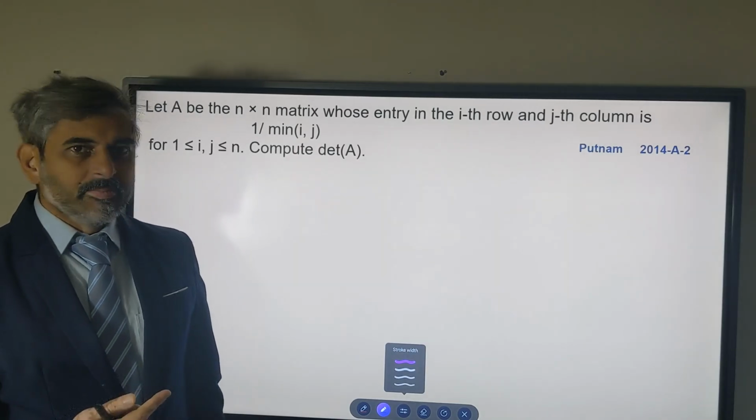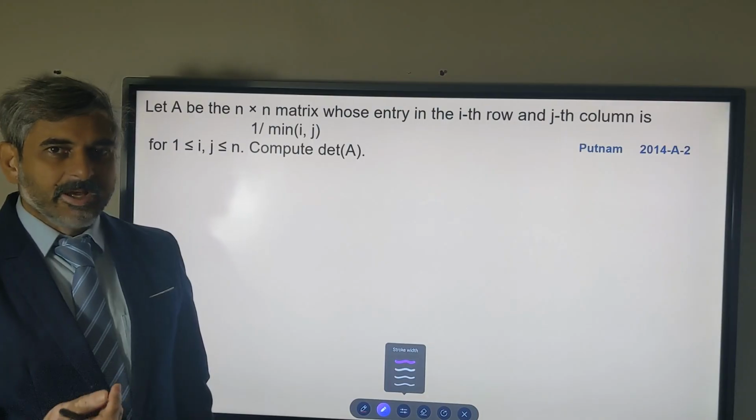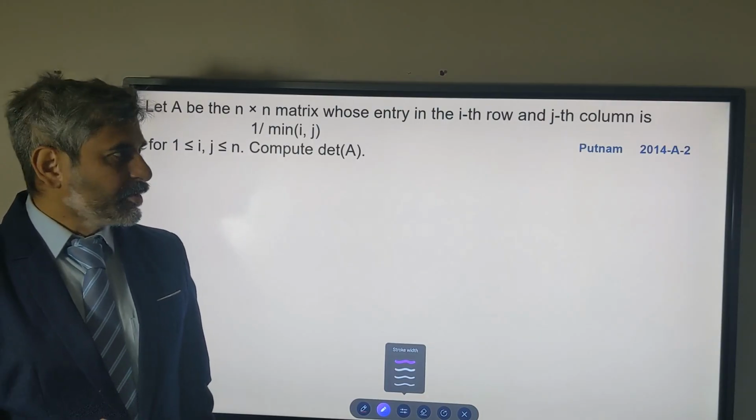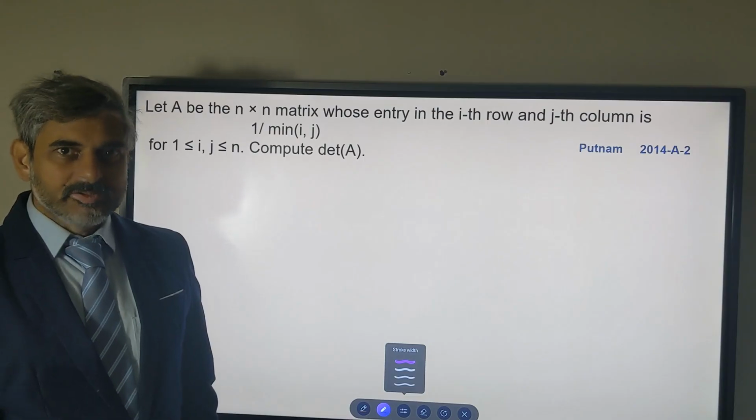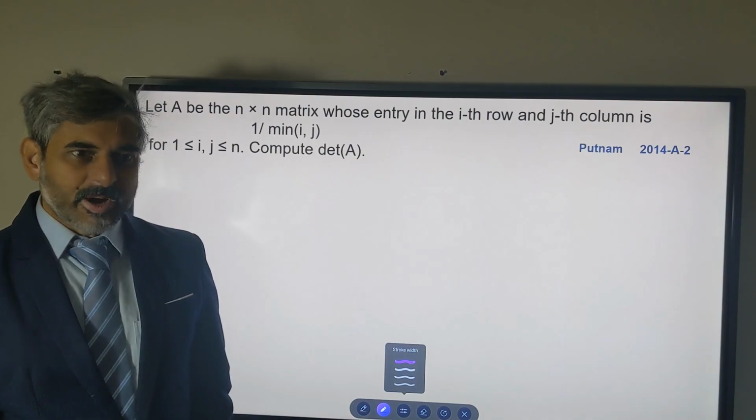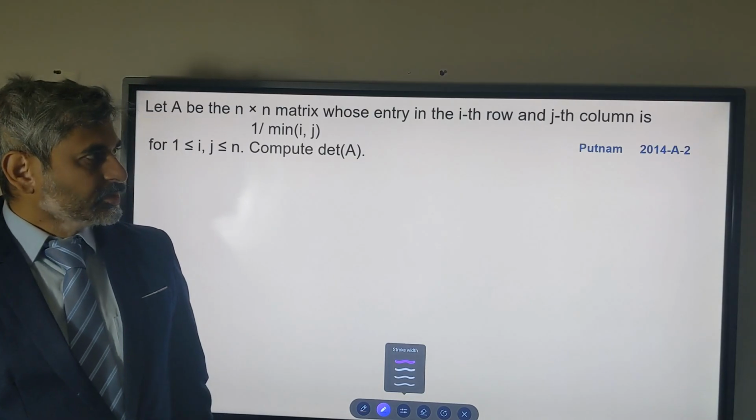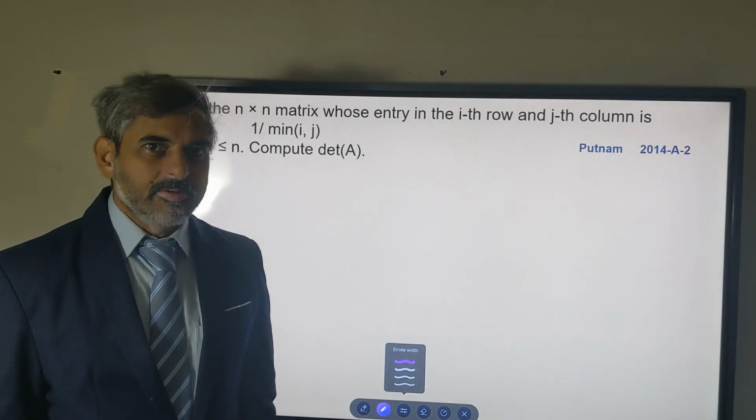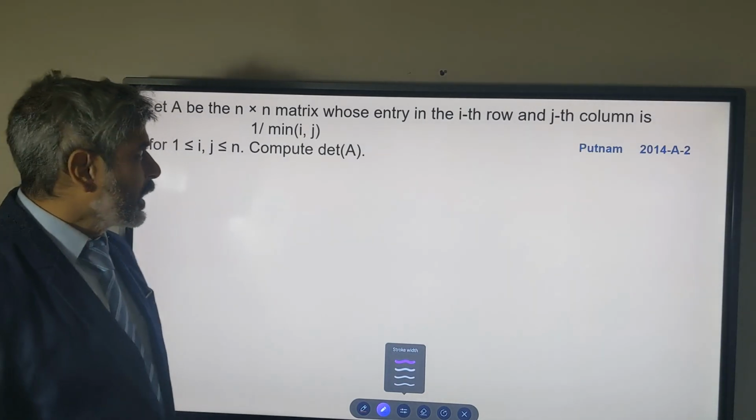This is another problem in Putnam, and I'm taking up all the linear algebra problems from Putnam. The key inspiration being that linear algebra forms an important part in AI and machine learning. So it's a good idea to solve some of the good problems in machine learning.